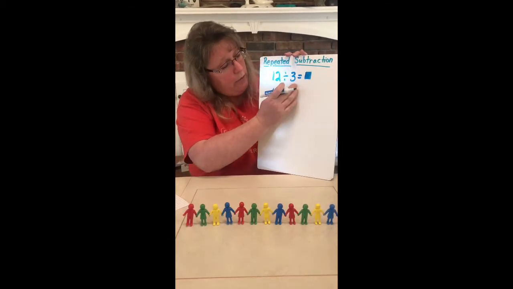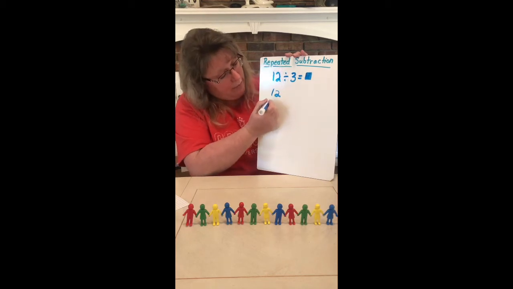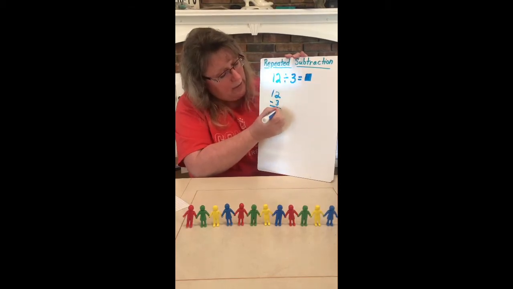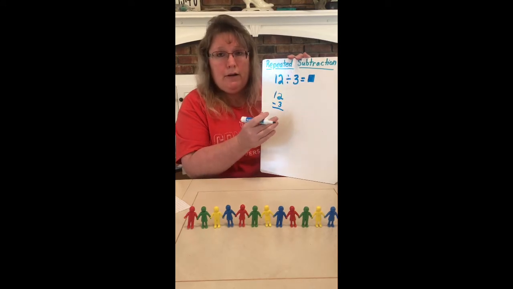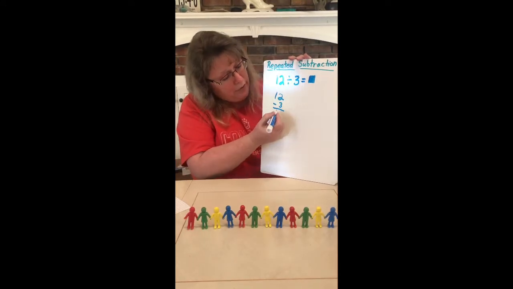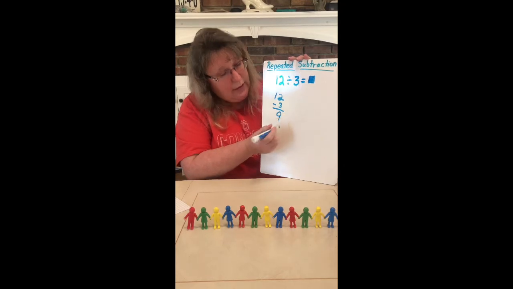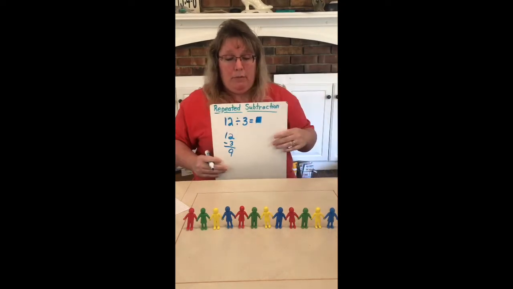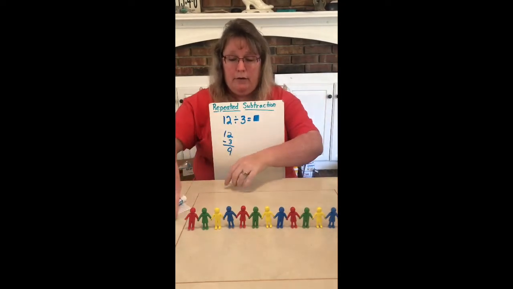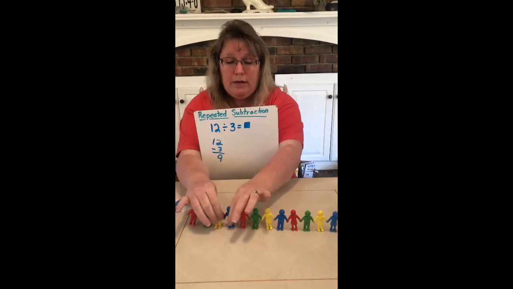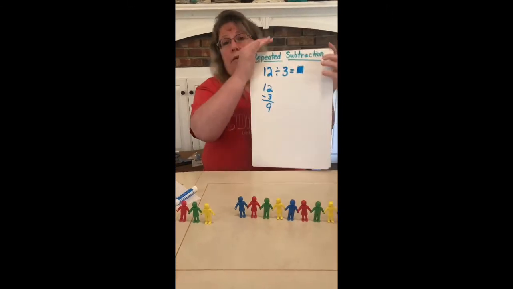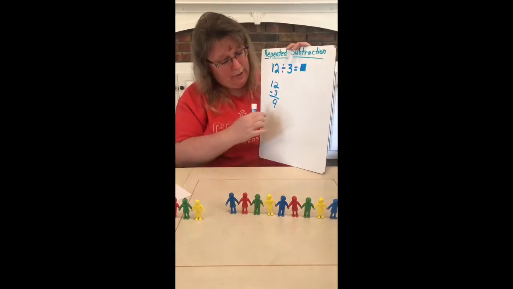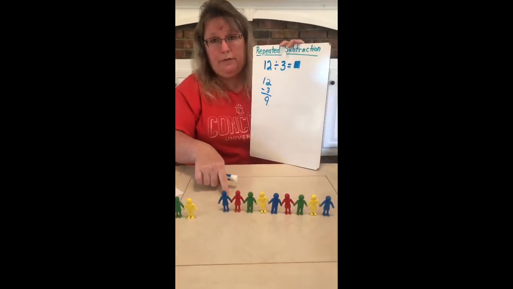So 12, we know that we have 3, so 12 minus 3. And what is 12 minus 3? However you have to figure it out, it's okay. So we know that 12 minus 3 is 9. That would be like me taking 1, 2, 3 of my students and putting them right there. Okay? So now I have 9 students left.